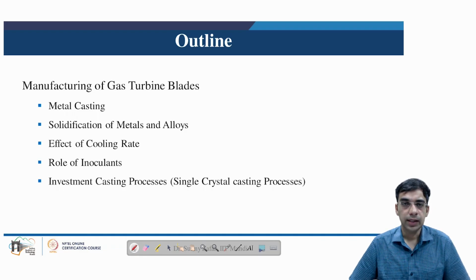We will discuss the basics of metal casting, which is the primary process to develop the gas turbine blades. We will understand how solidification of metals and alloys differ from each other. We will look at the effect of cooling rate on the casting. We will look at the role of inoculants. Subsequently, we will look at how the investment casting process is done for manufacturing of single crystal casting of gas turbine blades.